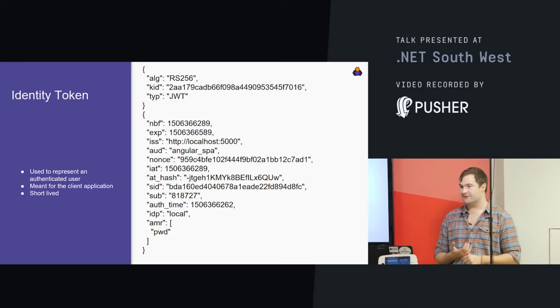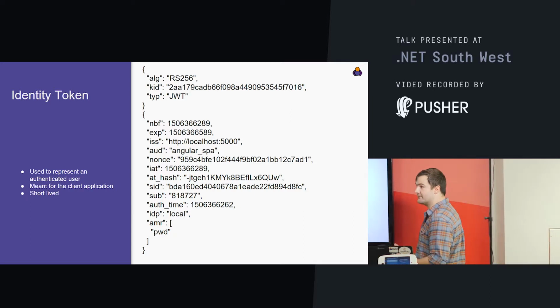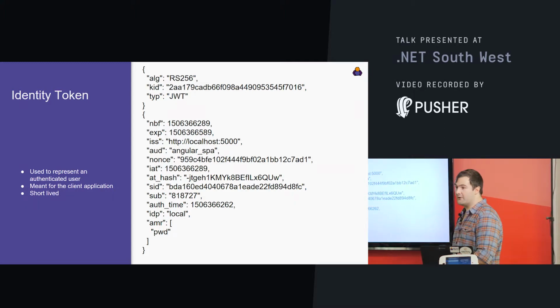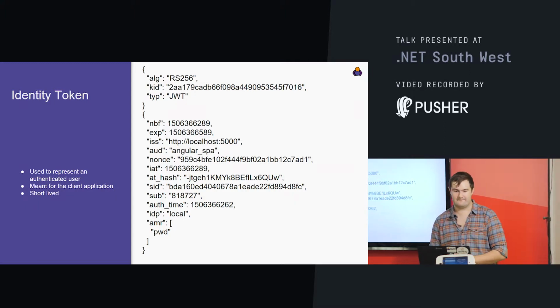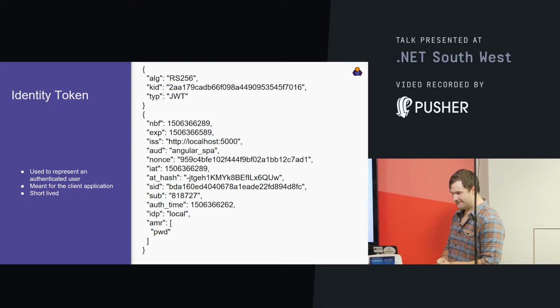So with the access token, the intended audience was the API, yeah? The protected resource it was going to unlock for you. In this case, the identity token is only for the client. We have the nonce, which has nothing to do with the KID.